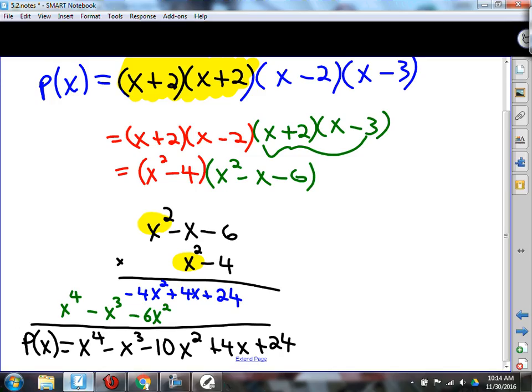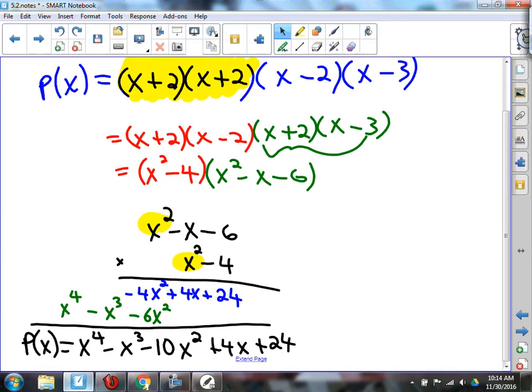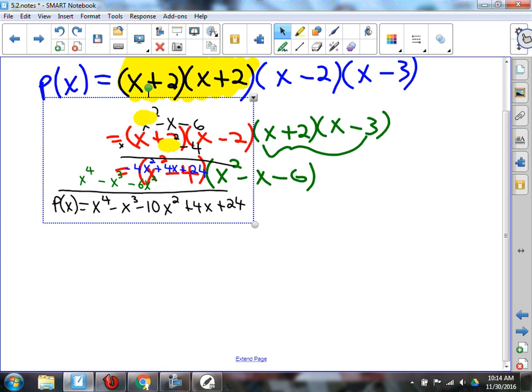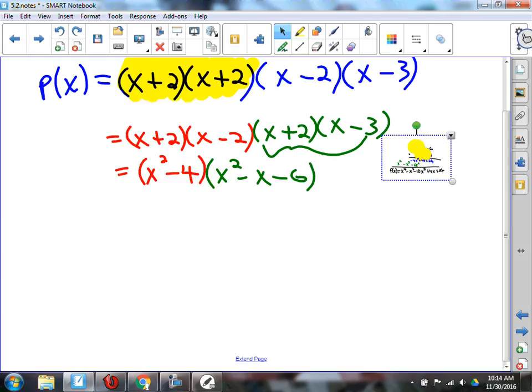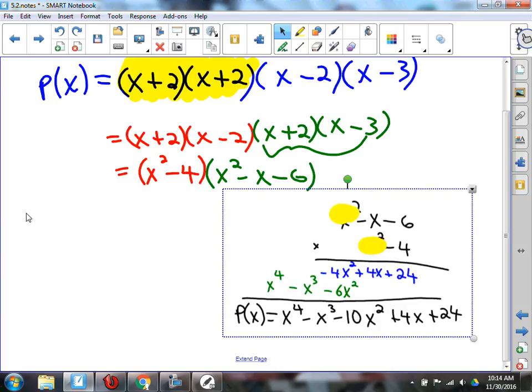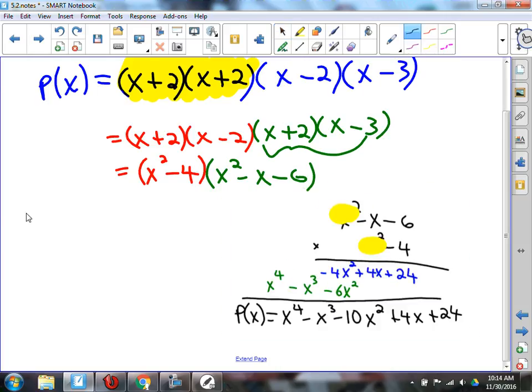All right, maybe you didn't like the way I multiplied that. Maybe you like the distributive property. That's fine. That's no problem. If you like the distributive property, we could have gone crazy here.